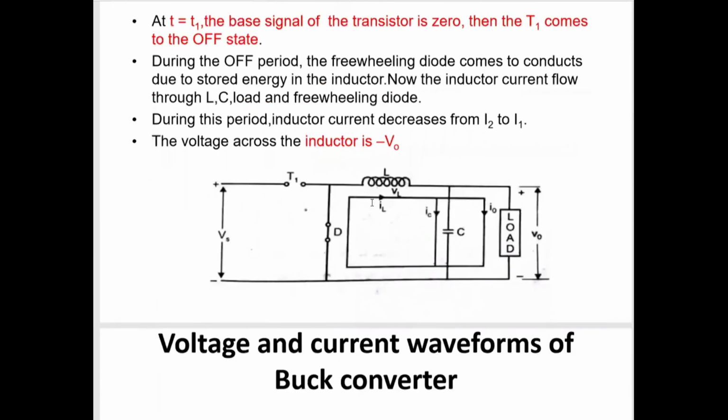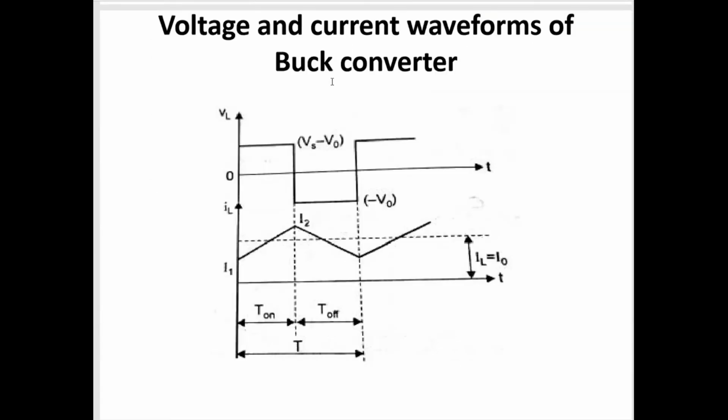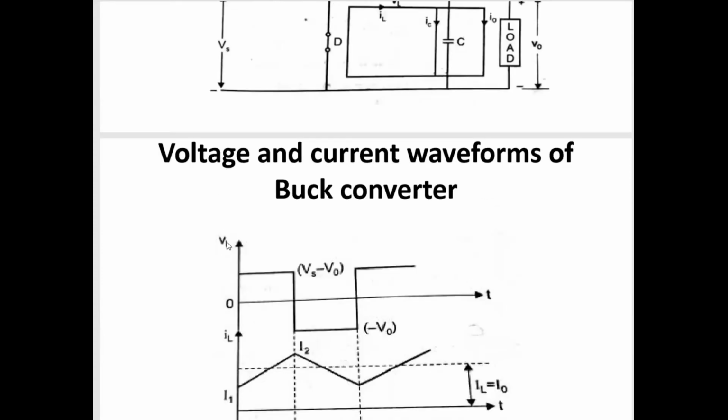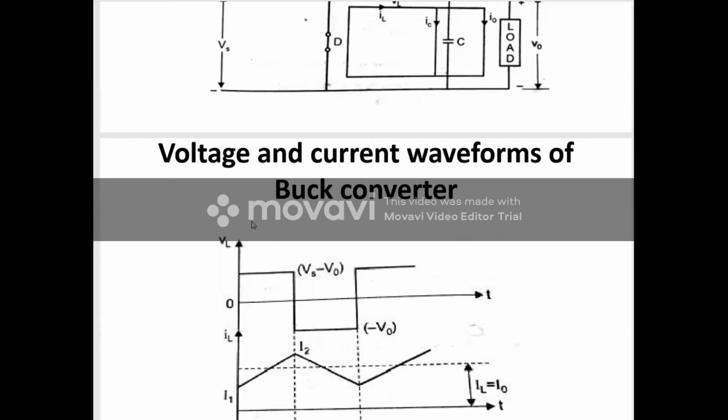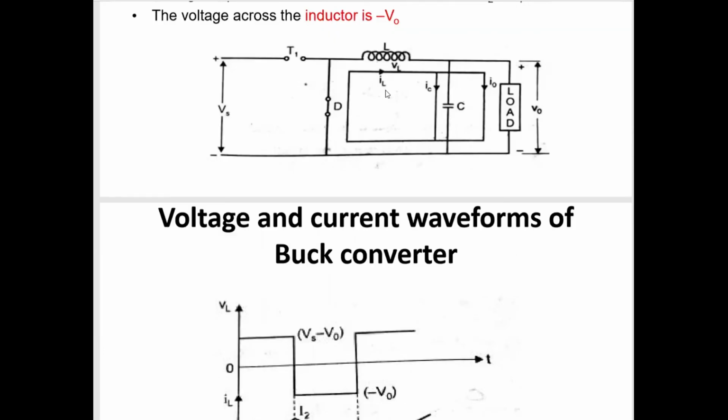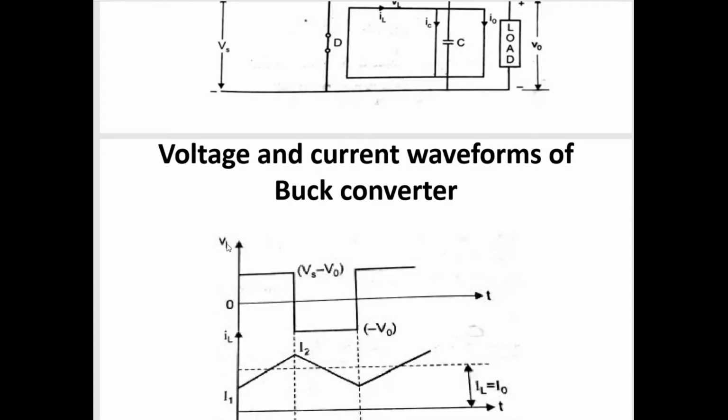Let us see the voltage and current waveform of the buck converter. VL is not the load voltage, it is the voltage across the inductor. Here, the voltage across the load is the output voltage V0 and the current is I0. The voltage across the inductor is VL, and the current flowing through the inductor is IL. Here we are drawing the voltage across the inductor and the current flowing through the inductor.